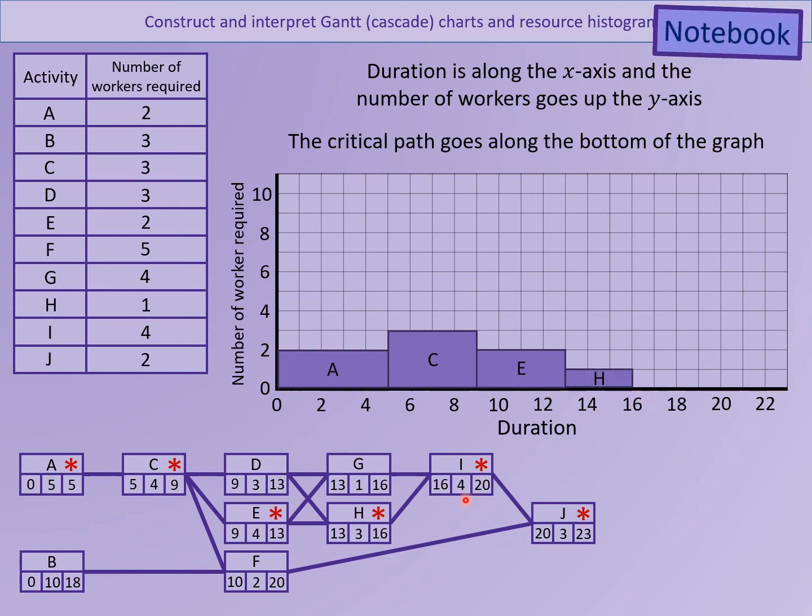Right, I starts at 16, takes 4 hours, finishes by 20, and has 4 people. So there we go. And then finally, activity J, 2 people, starts at 20, finishes by 23. So I've shown the critical path along the bottom. For it to work by 23, I must have at least 4 members of the workforce, 4 people, because at this stage just here, we've got activity I going on.